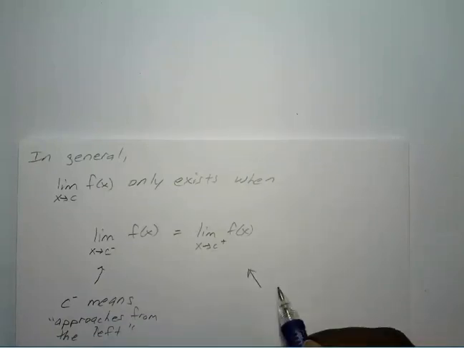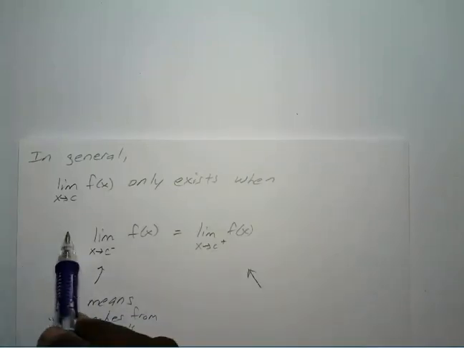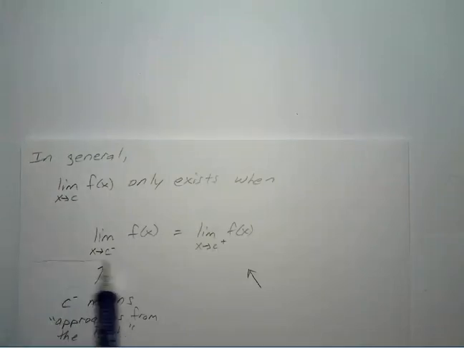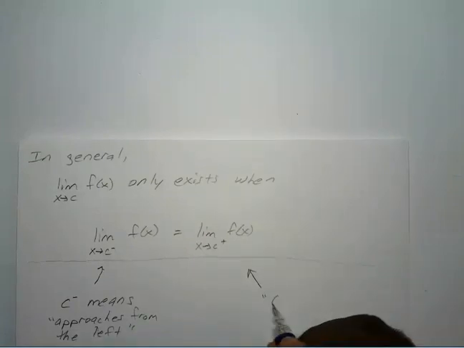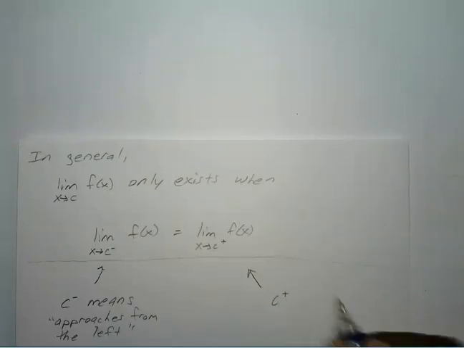Okay, so just to kind of clear it up, let me separate this just a little bit, but the arrows still are pointing to it. C with the little plus sign means approaches from the right.